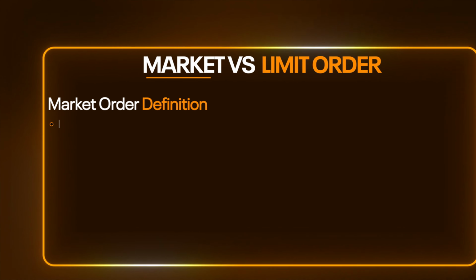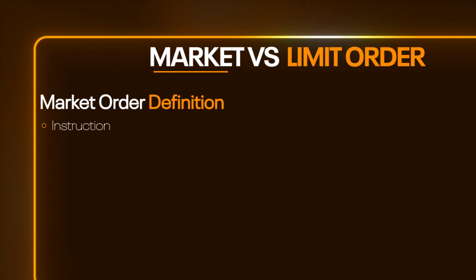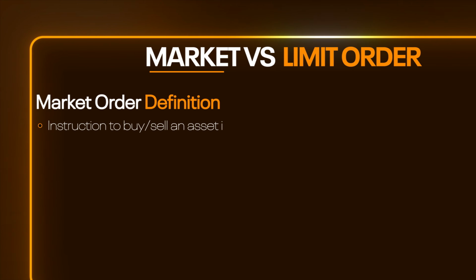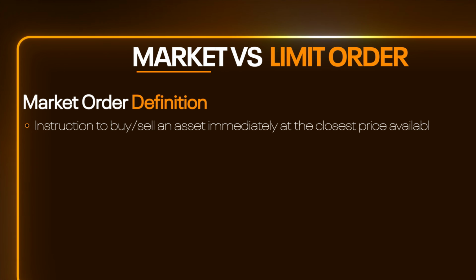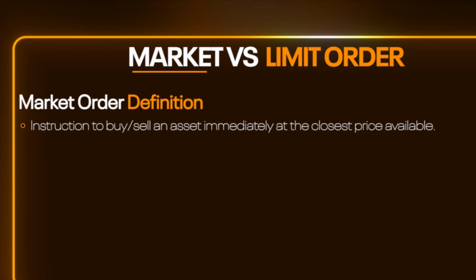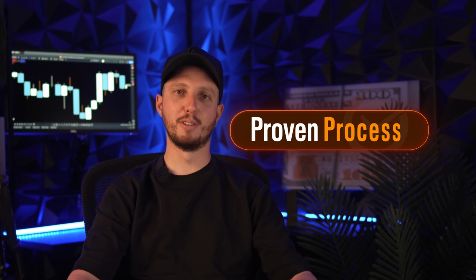A market order, by definition, is an instruction to buy or sell an asset immediately. So it executes a trade with your broker at the closest price that's currently available. Now, it does guarantee you a position instantly, but it does not guarantee the exact entry price. So in simple terms, you're saying to the broker, get me in now at whatever price is currently available. It's fast, it's easy, and usually you need a proven process.